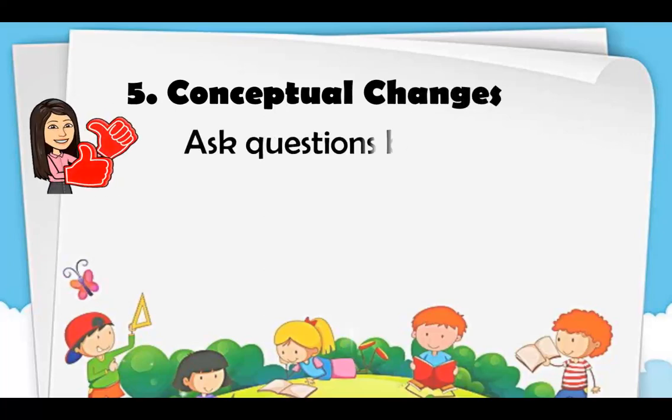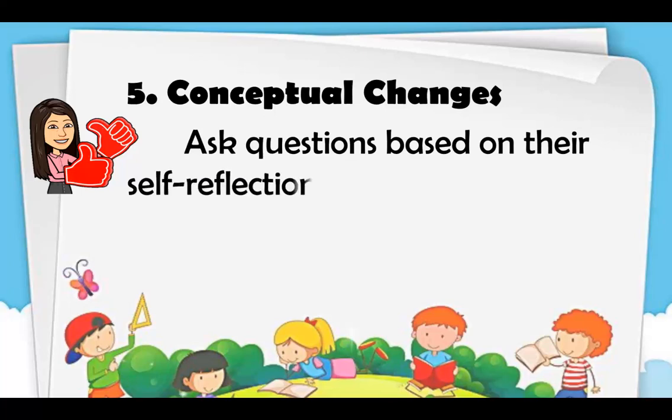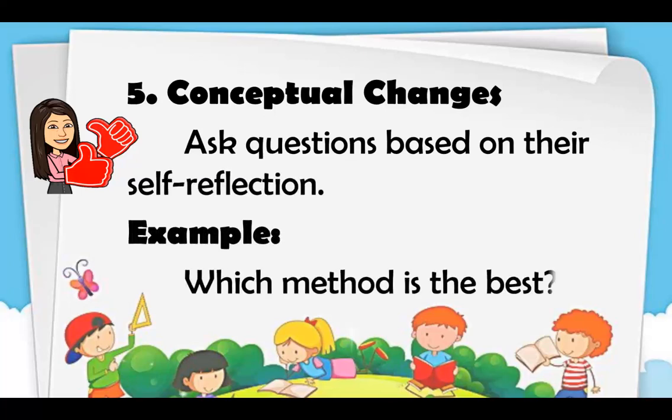You may ask questions based on their self-reflection. Example, which method is the best? In this example, you are asking a question in which the speaker would give an answer based on his reflection from his experiences. For example, there are different methods of cooking a dish, and you're going to ask him which method is the best to use based on his experience of cooking it.